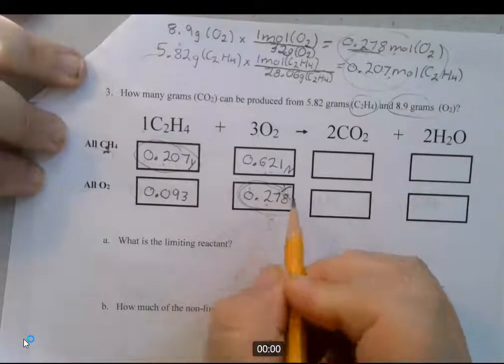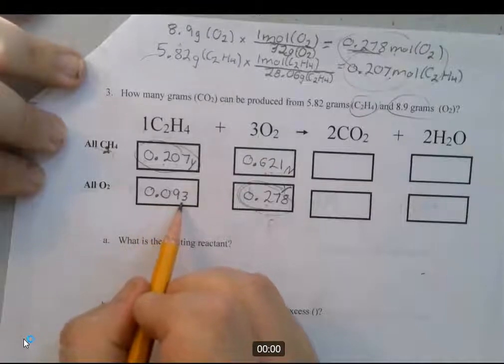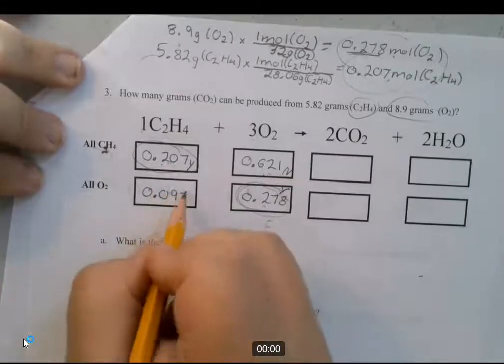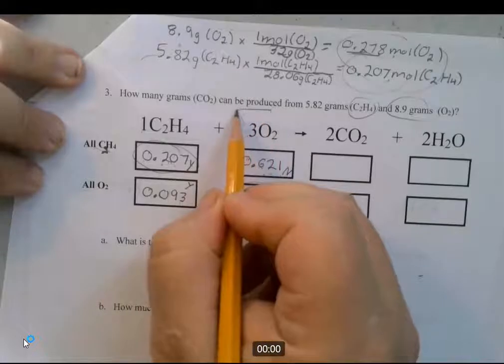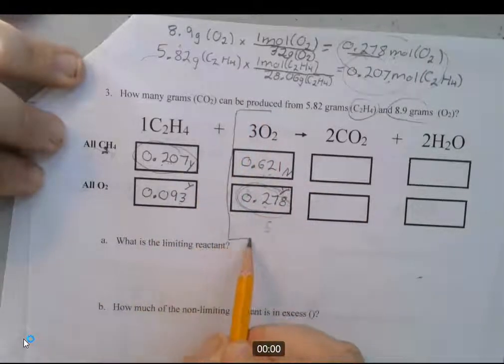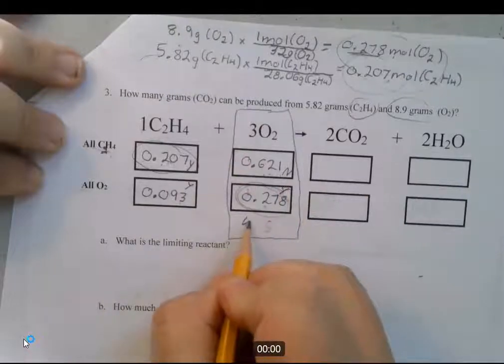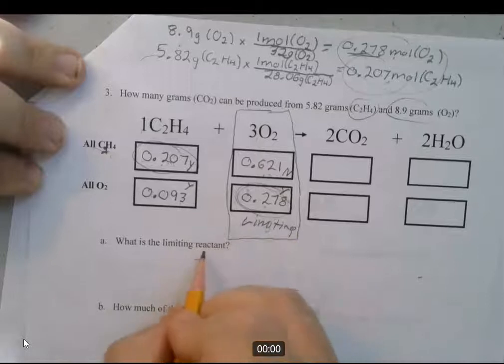That's a yes. And do we have at least 0.093 moles of C2H4? Yes, we have this much, 0.207. So that's a yes. So the no is over here in the O2 column. So that's the limiting reactant. You can just write it down here.